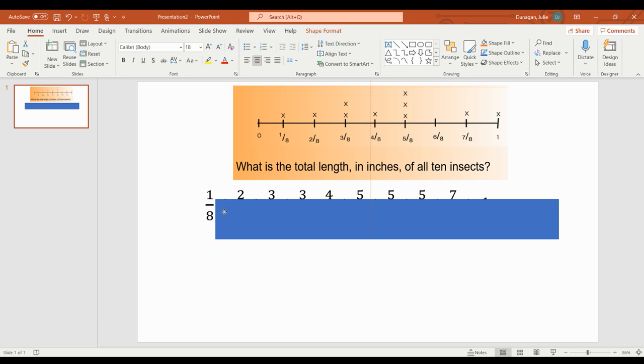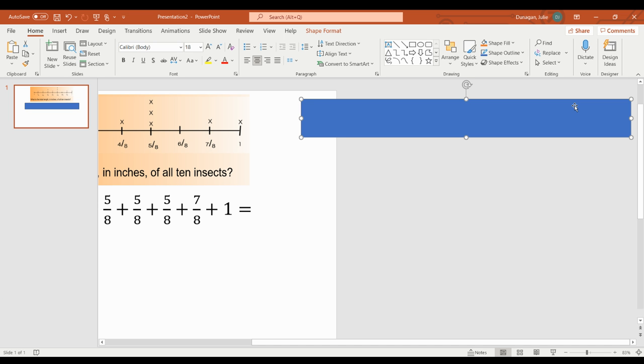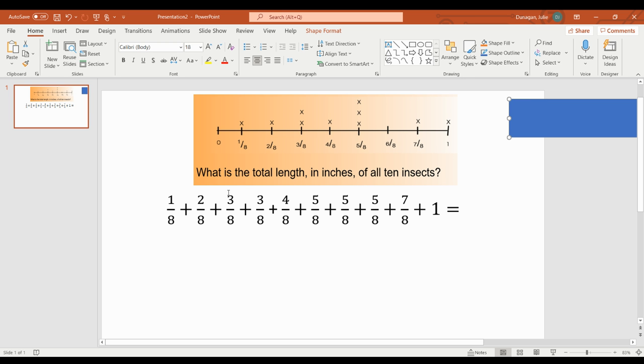So, oopsie. So let's look. Well, this is not cooperating. Okay, so we have 1/8, 2/8, 3/8, 3/8, 4/8, etc. And we need to add all of these up.